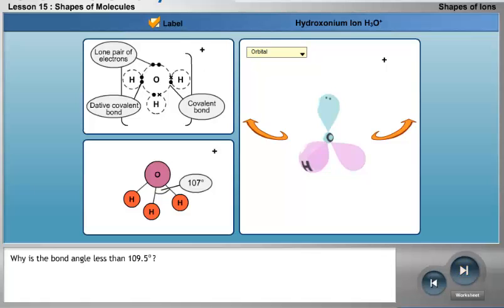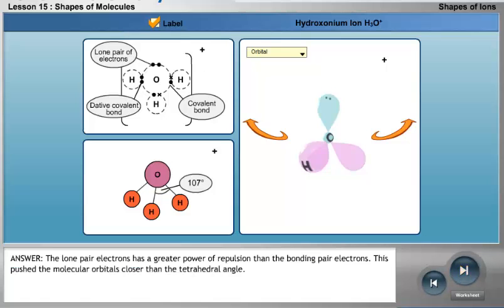Why is the bond angle less than 109.5 degrees? Answer: the lone pair electrons has a greater power of repulsion than the bonding pair electrons. This pushes the molecular orbitals closer than the tetrahedral angle.